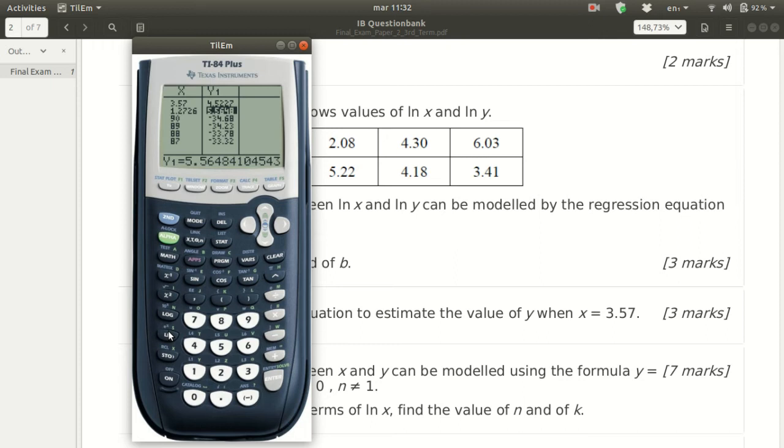But that is natural logarithm of y. To get the final answer, I need to take this number and use it as an exponent with a base of e. So I'm going to store it. I don't think I can store it. Let's just use as many decimal points as I can. There's no way of storing this info, I don't think. So I'm going to copy the number.